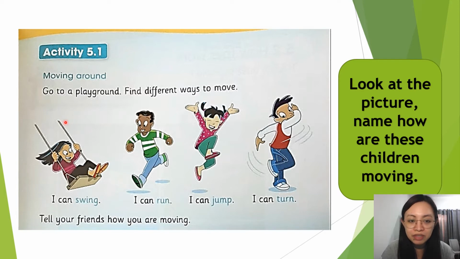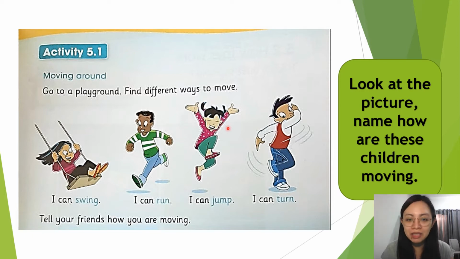The first picture, what's the girl doing? What's the action? Swing. Everybody say swing. I can swing. Can you swing? If you have a swing at home, you can do it. So swing is also a movement. Next, the second one: what's the boy doing? Run. Okay, run. I can run. The word run is also a movement. Can you run? Of course.